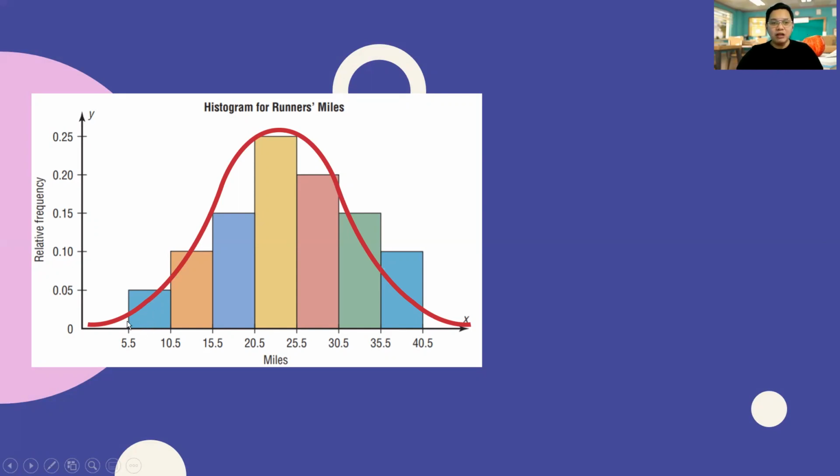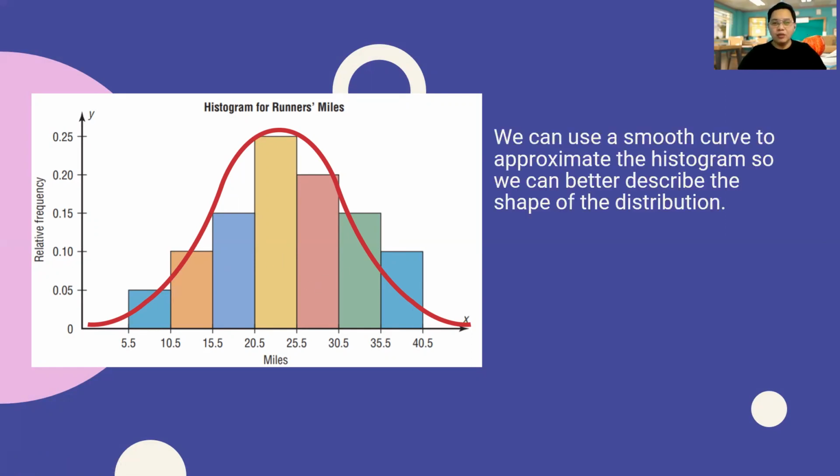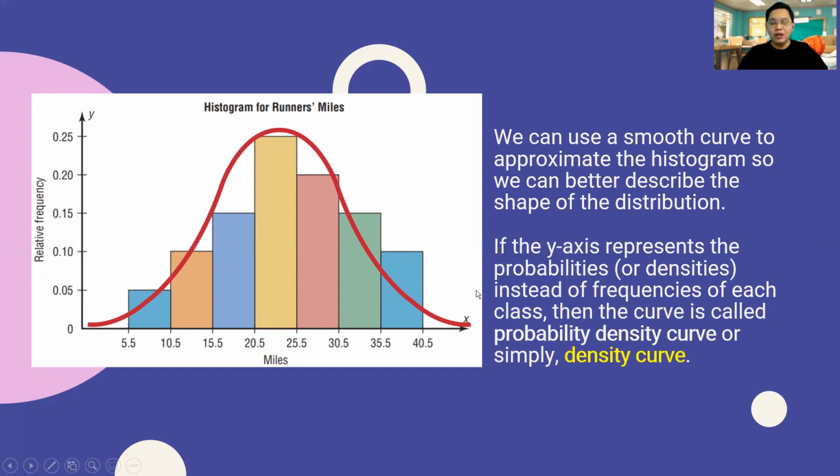And the narrower the bars become, the more defined the curve is going to be. The curve represents the top of each of the bars that we see in our histogram. And whenever we do that, what we're actually creating is what we call the density curve based on the histogram. We can use a smooth curve to approximate the histogram so we can better describe the shape of the distribution. Now, if the y-axis values represent the probabilities or densities instead of frequencies of each class, then the curve is what we call a probability density curve, or simply a density curve.